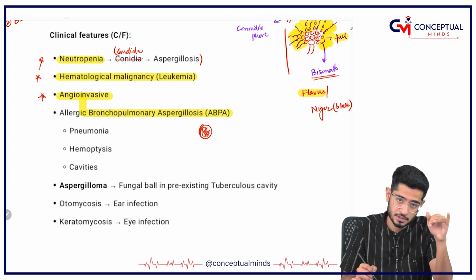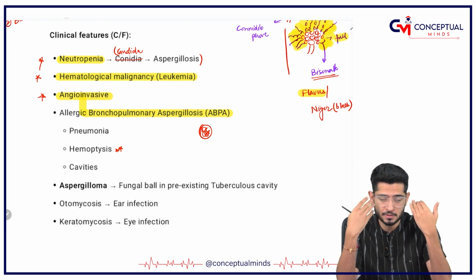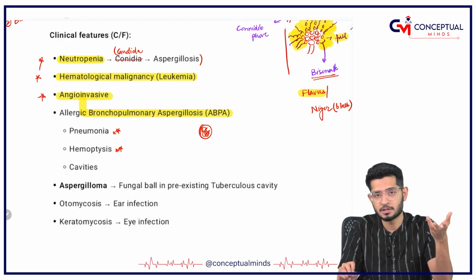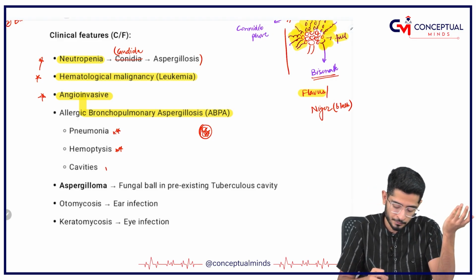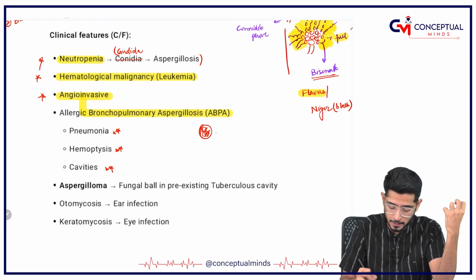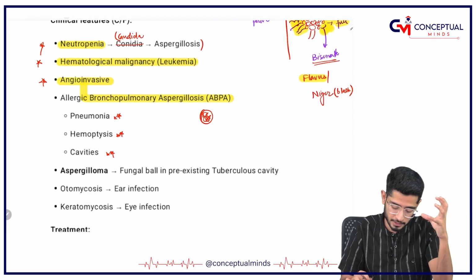So, this aspergillosis leads to hemoptysis because it is angio-invasive, so there will be blood, and that blood is going to come out with the cough. It leads to pneumonia because any infection going to the lung is pneumonia, and it may produce cavities. Once the fungal ball is removed, it is going to form a cavity over there.